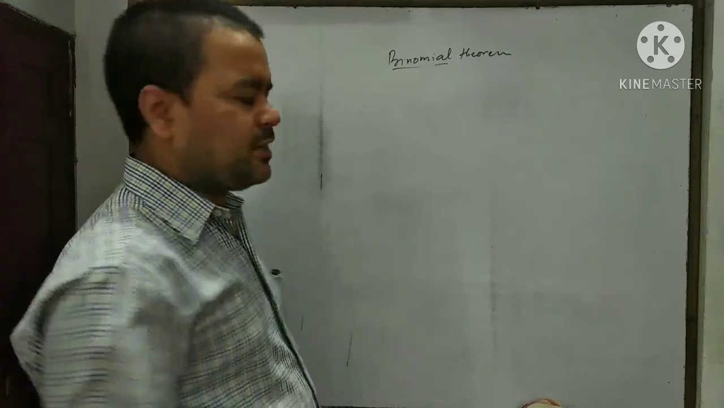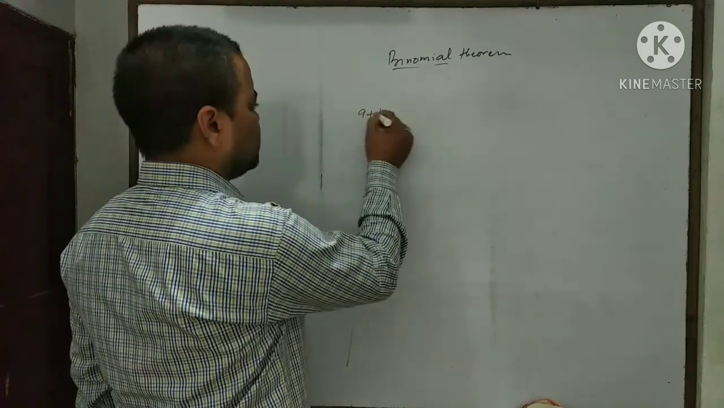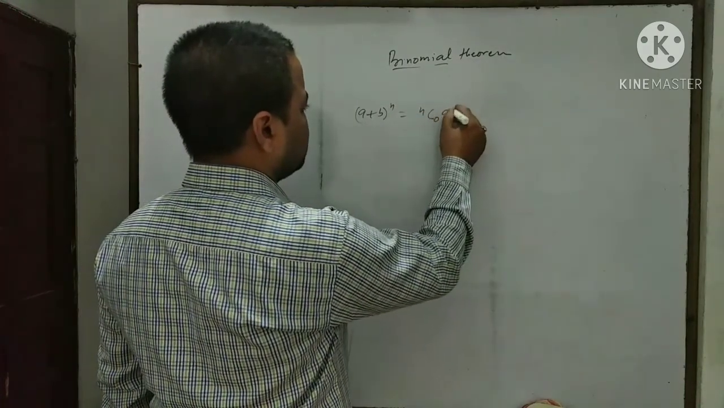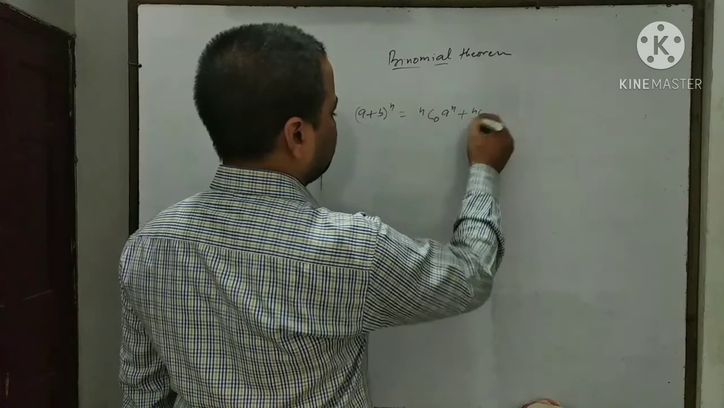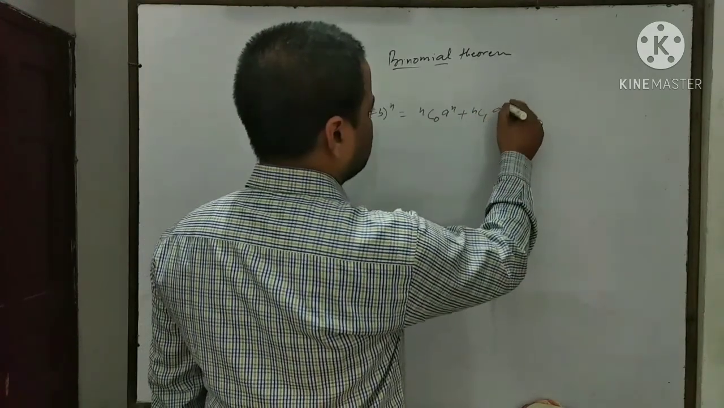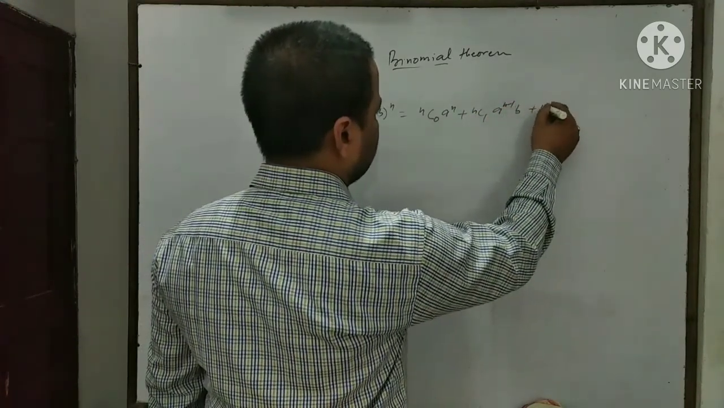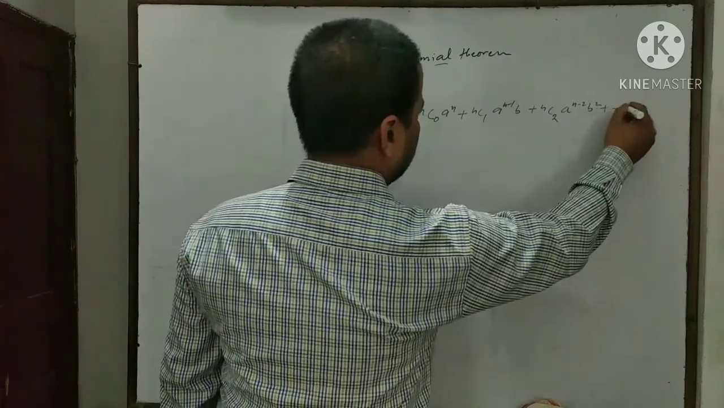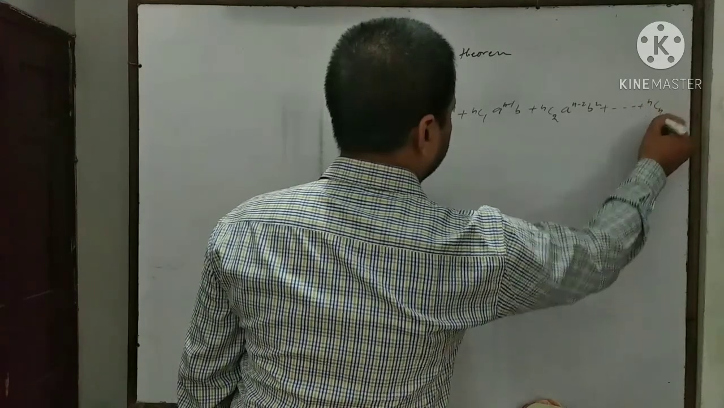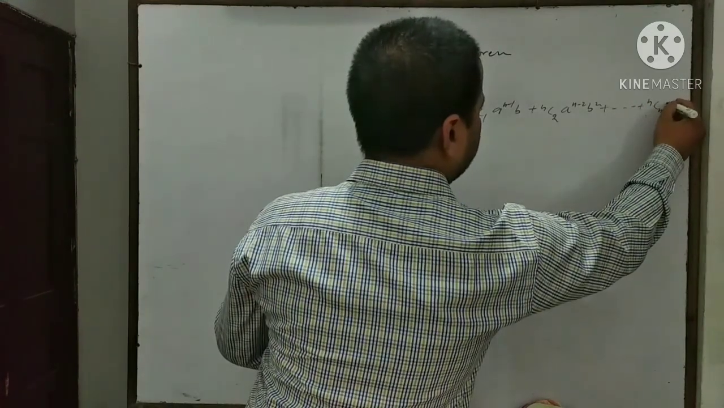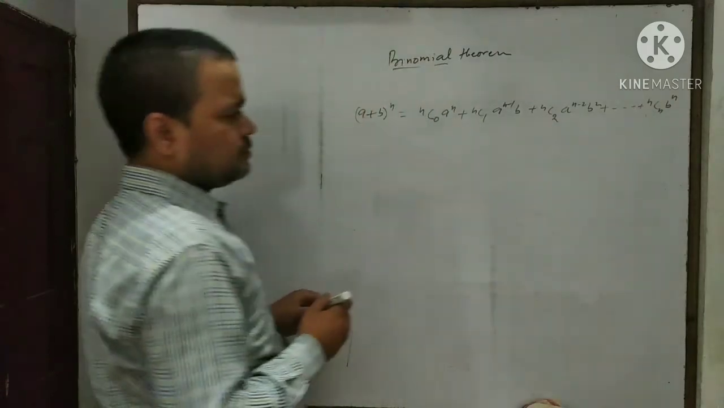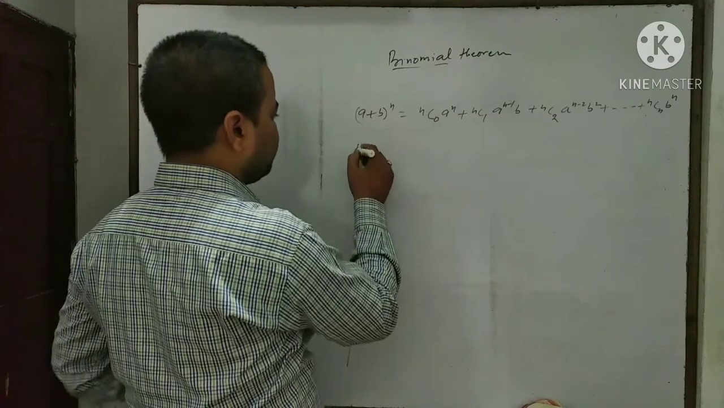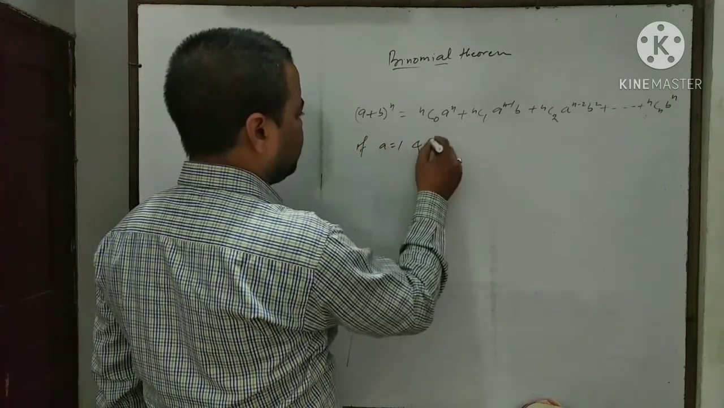In this way, we find that (a + b)^n is equal to nC0 a^n + nC1 a^(n-1) b + nC2 a^(n-2) b^2 + ... + nCn a^0 b^n.